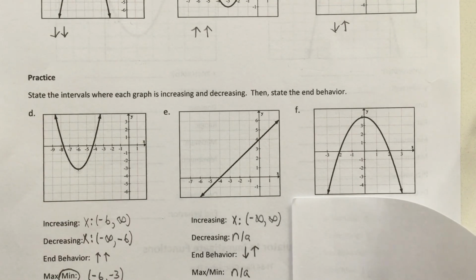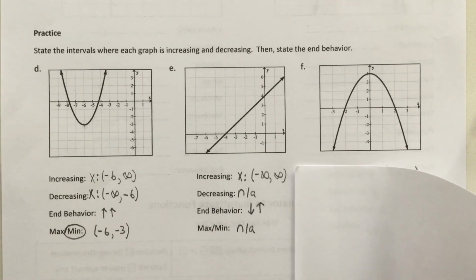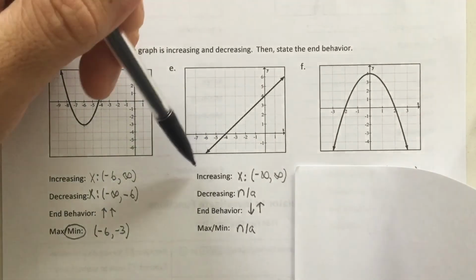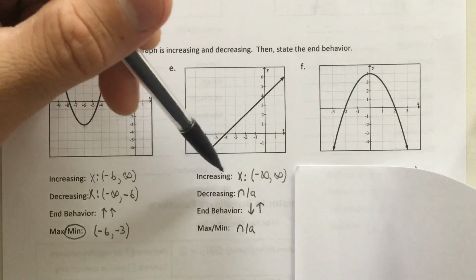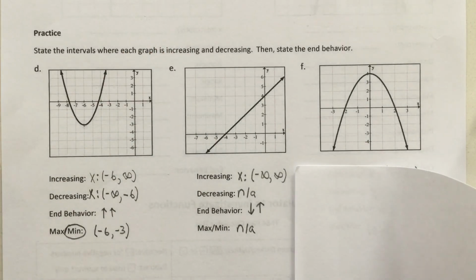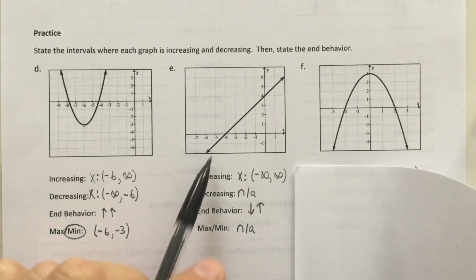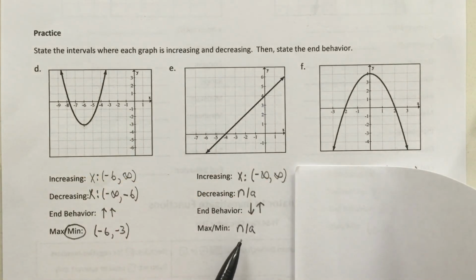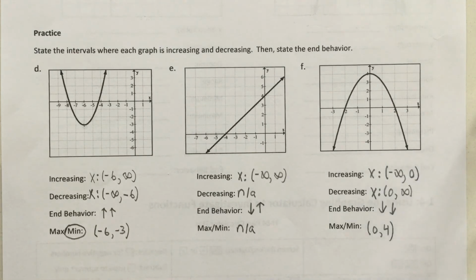For letter E, this one, it's only increasing the whole time, so it would be increasing from the x values from negative infinity to positive infinity. It's never decreasing because it's never going down. Our end behavior would be down, up, because it's down first and up on the right, and then we do not have a min or a max.